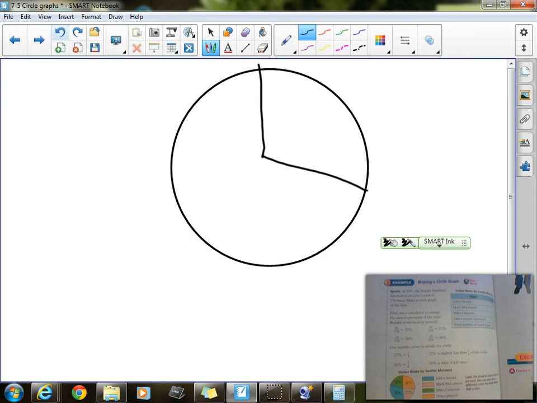So that's going to be about 26%. Then I'd move on to 22%. Now 22%, once again, is very close to 25%. And so it's just going to be a little less.